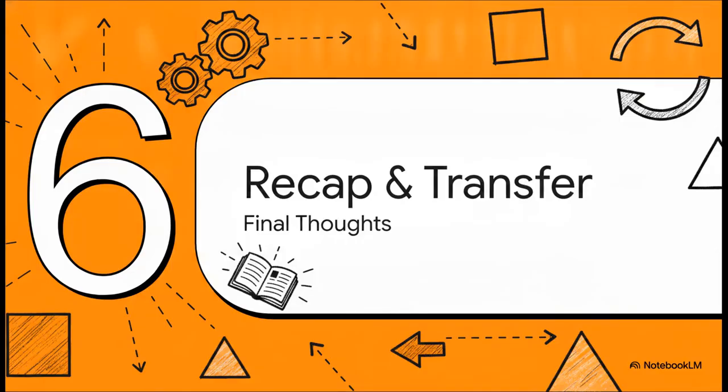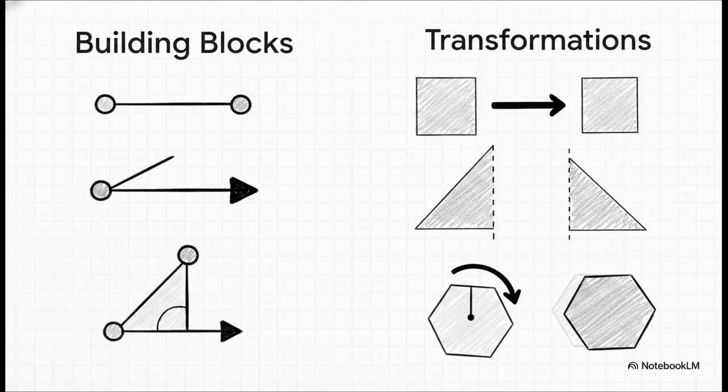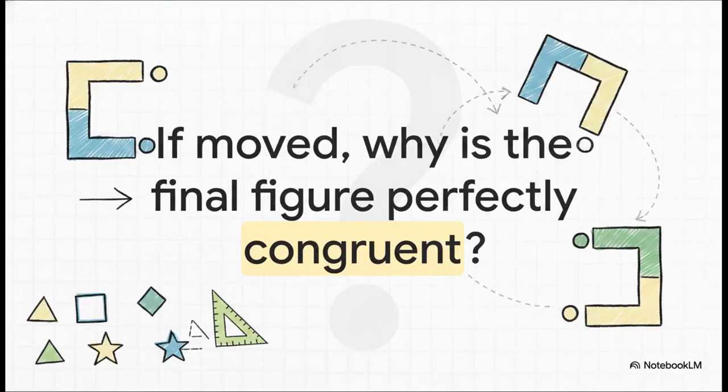Section 6. Recap and transfer question. Foundational objects like segments, rays, and angles are the building blocks of geometry. Rigid transformations, translations, reflections, and rotations move these figures through space. These specific transformations always preserve the original lengths and angle measures of the figure. If you translate a created figure and then rotate it, how do you know the final figure is perfectly congruent to the original?